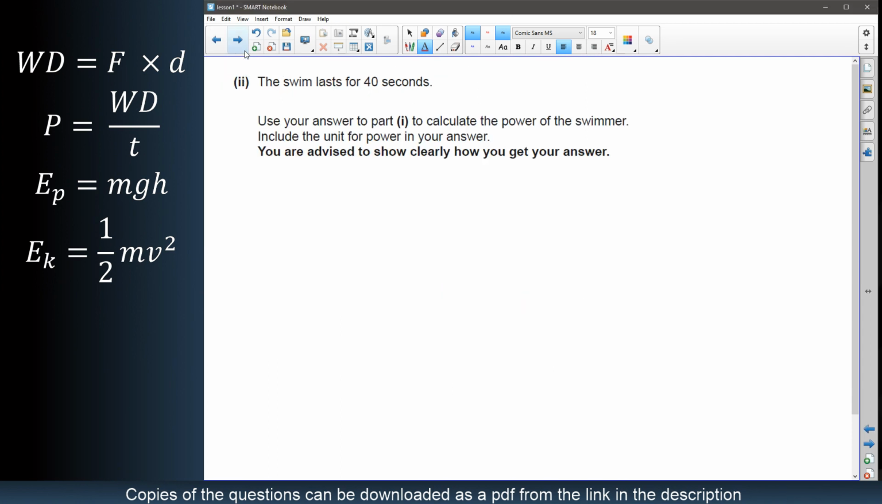Next one then. The swim lasts for 40 seconds. This is our second equation, left hand side. Use your answer to part 1 to calculate the power of the swimmer. Include the unit for power in your answer, so we're going to get a 4th mark for this. So we've got our equation to start with. Left hand side of the screen, power is equal to work done over time. We're being asked for power, so we don't need to rearrange that. So straight up, we've got a mark.